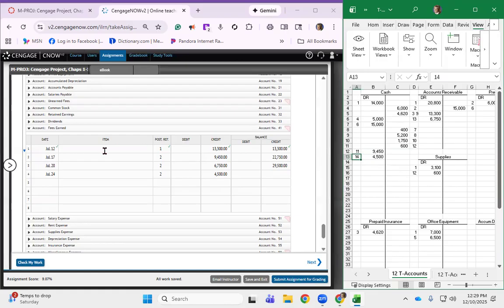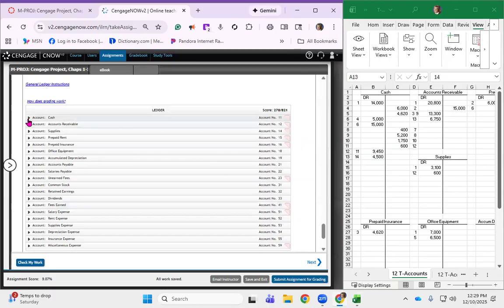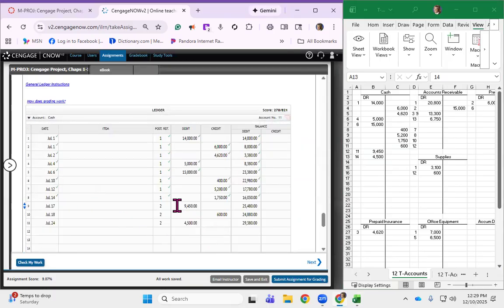Okay, now I do want to check my cash. Yep. So how many do I have in cash? 1, 2, 3, 4, 5. That's 5 causing cash to go up.